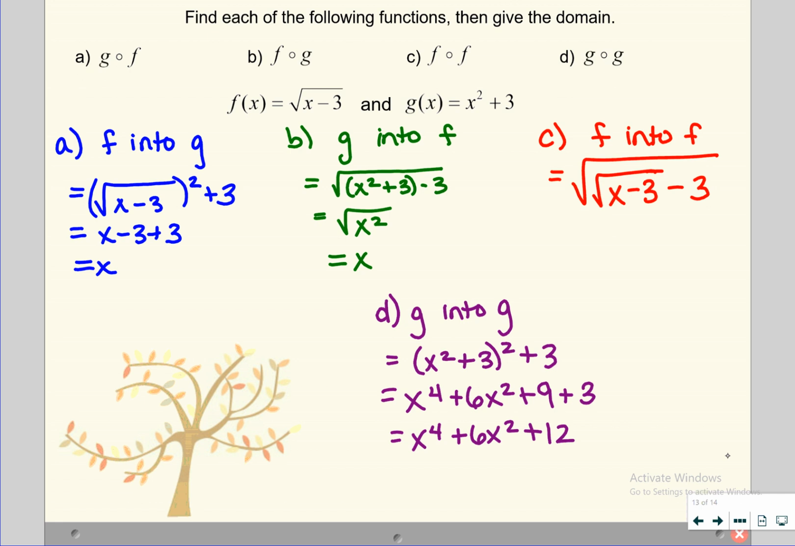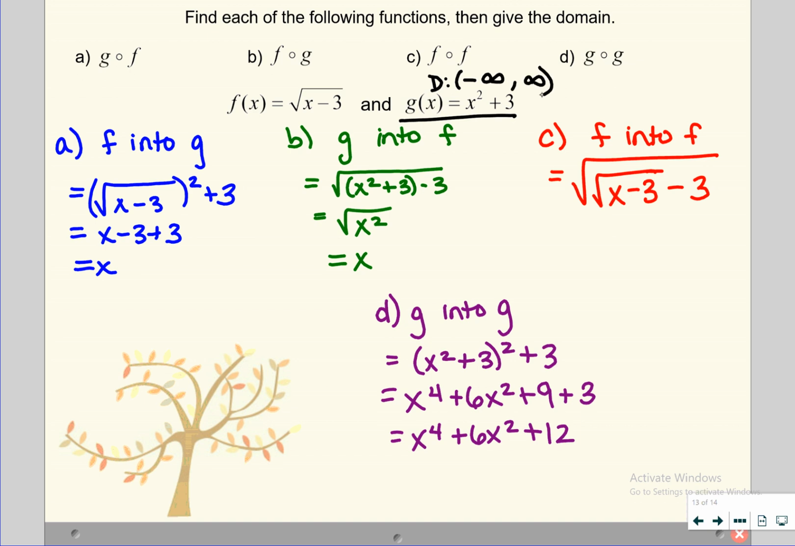Okay, so now let's go back and look at domains. So I'm going to start with function g because that's the easier one. Does g have any domain restrictions? Does this guy have any restrictions? Remember, when we say restrictions, there's always 2 things that should pop in your head: a square root, a denominator. Are there either of those? No. Okay, so the domain of this guy is all real numbers.